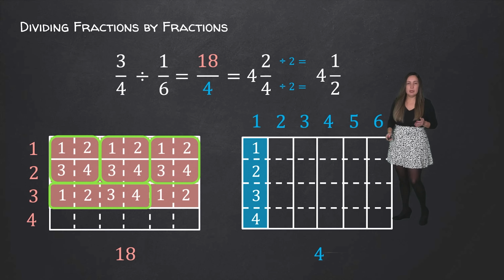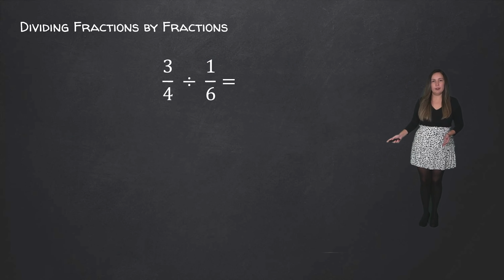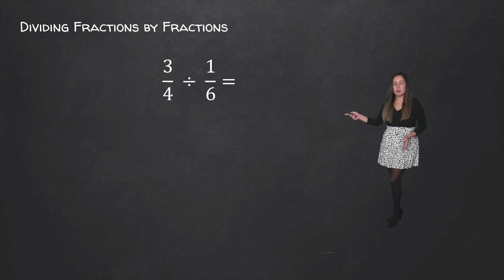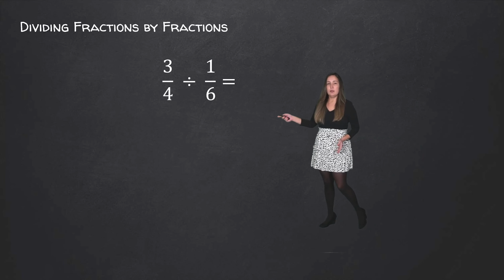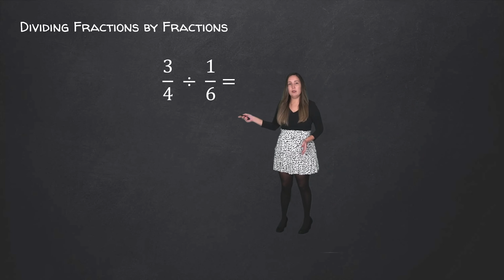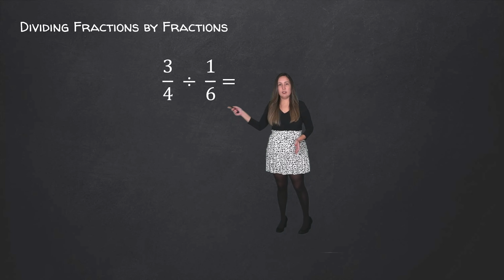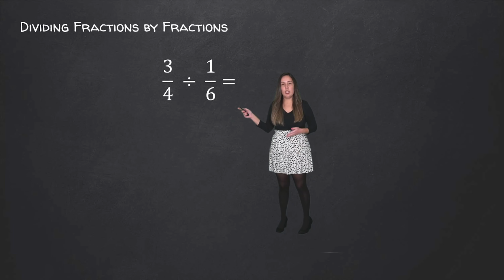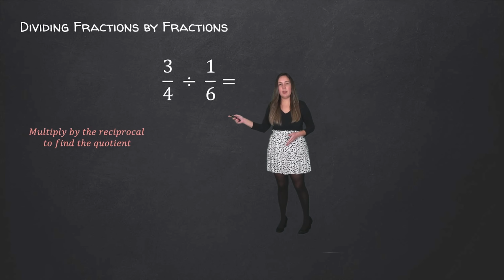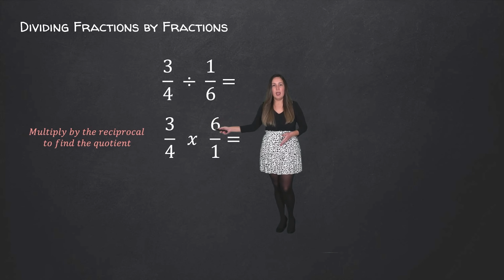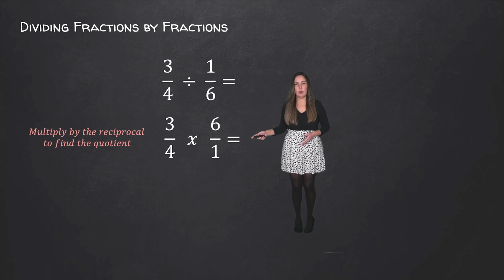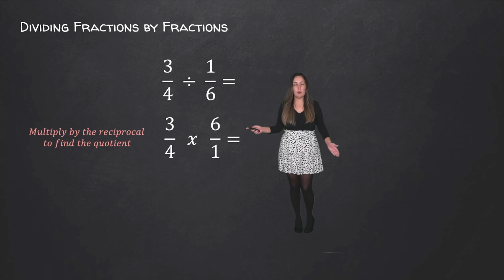Now, if we didn't have our model, what we would have to do is just divide it algebraically. So here, we're going to take this division problem and change it into a multiplication problem. So 3 over 4 divided by 1/6 is the same thing as taking 3/4 and multiplying by the reciprocal. So 3/4 times 6 over 1. And so then we just multiply normally, as I said.